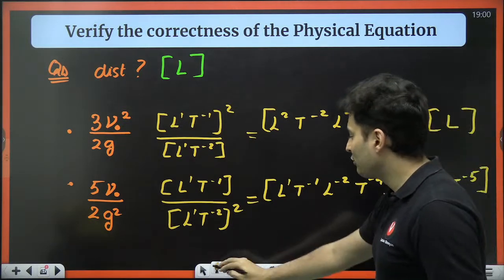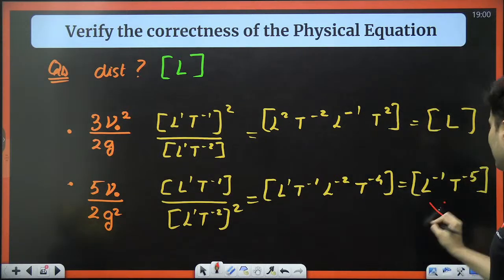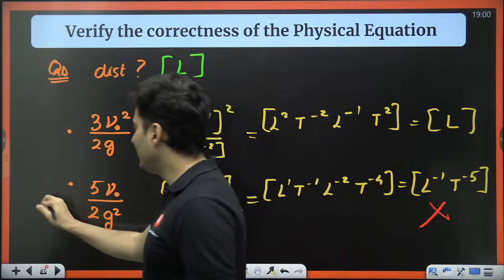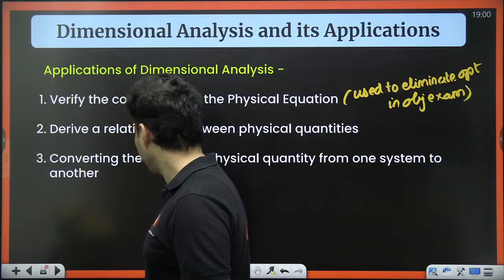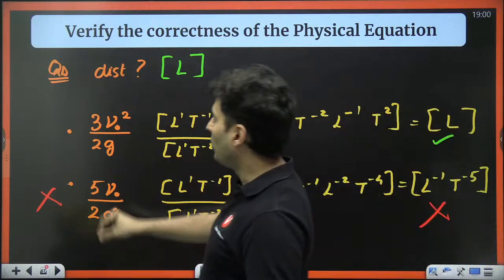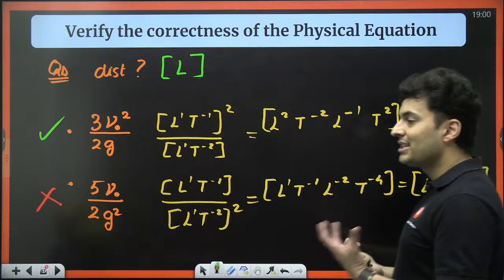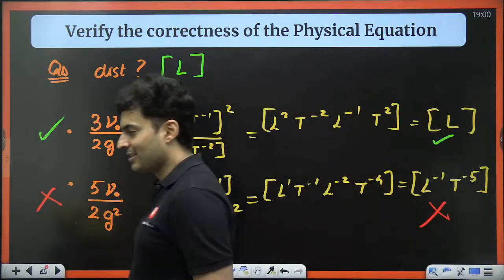Wow, it is very clear who is wrong and who is correct. Obviously this is wrong. You will definitely eliminate this option, and the option that you will select, because this is matching with the original question's dimension, you will select this. So you can check the dimensional correctness.